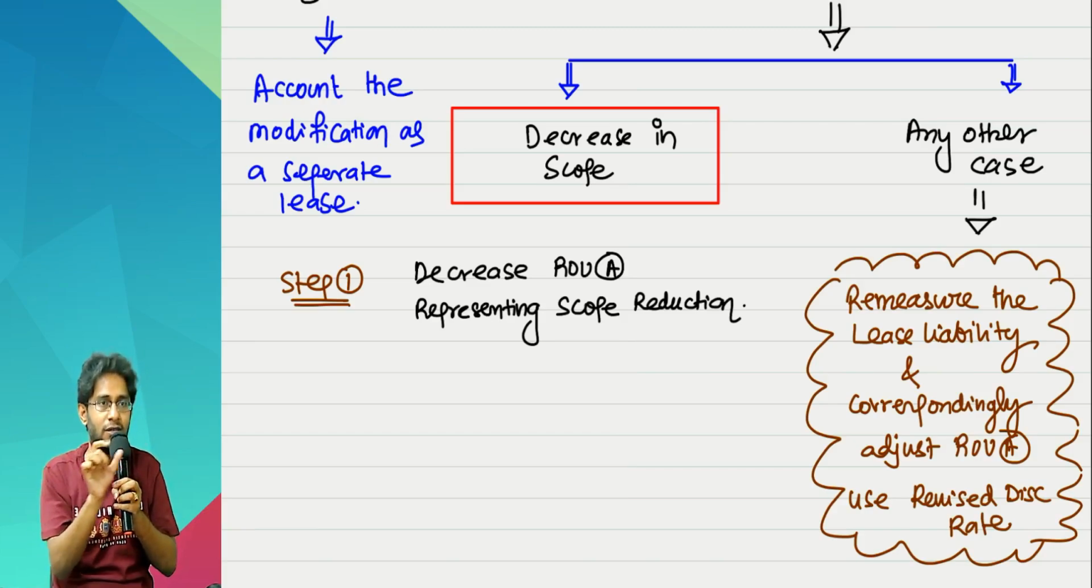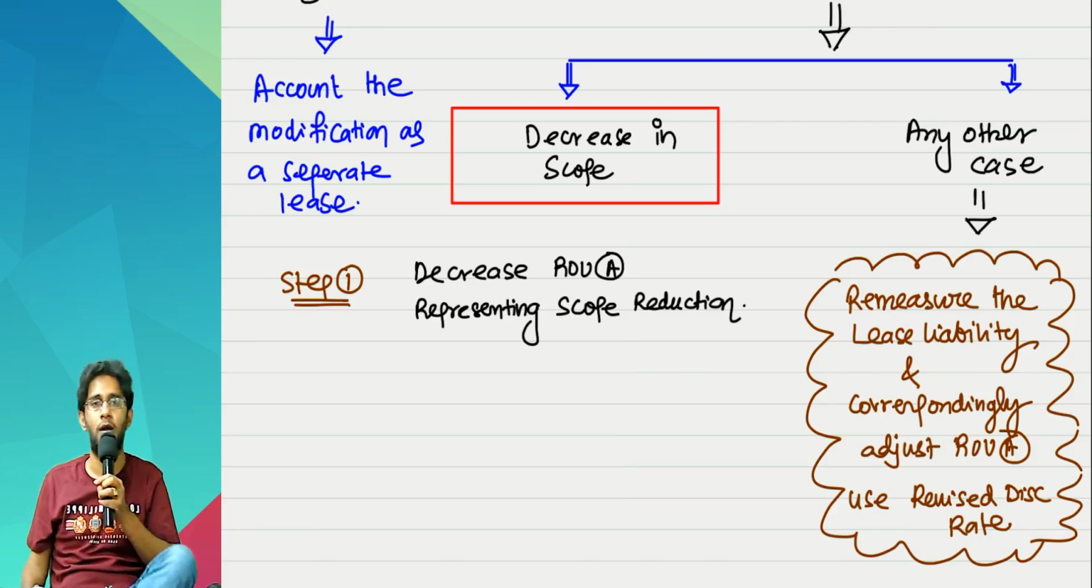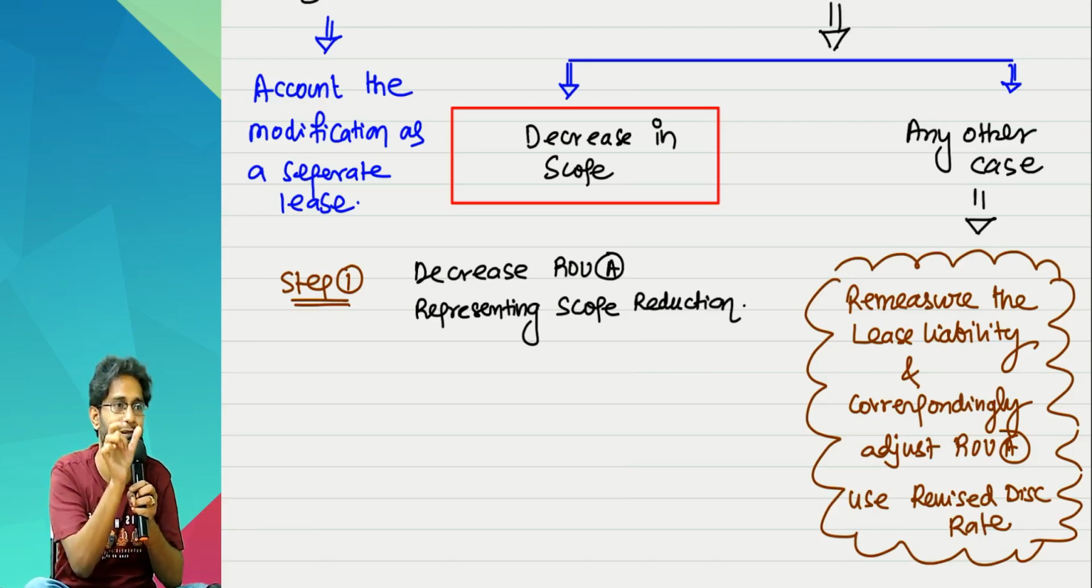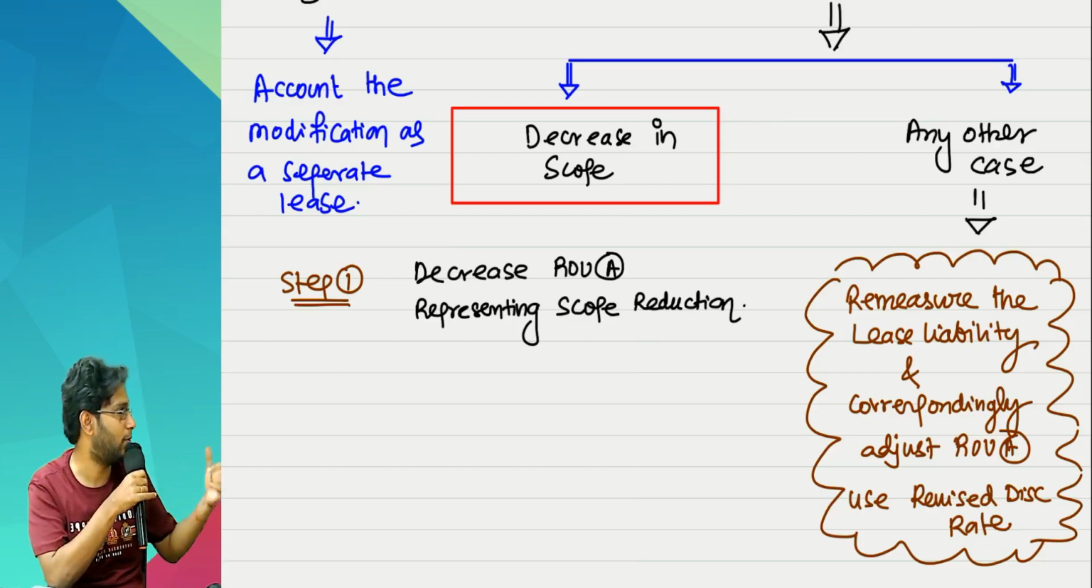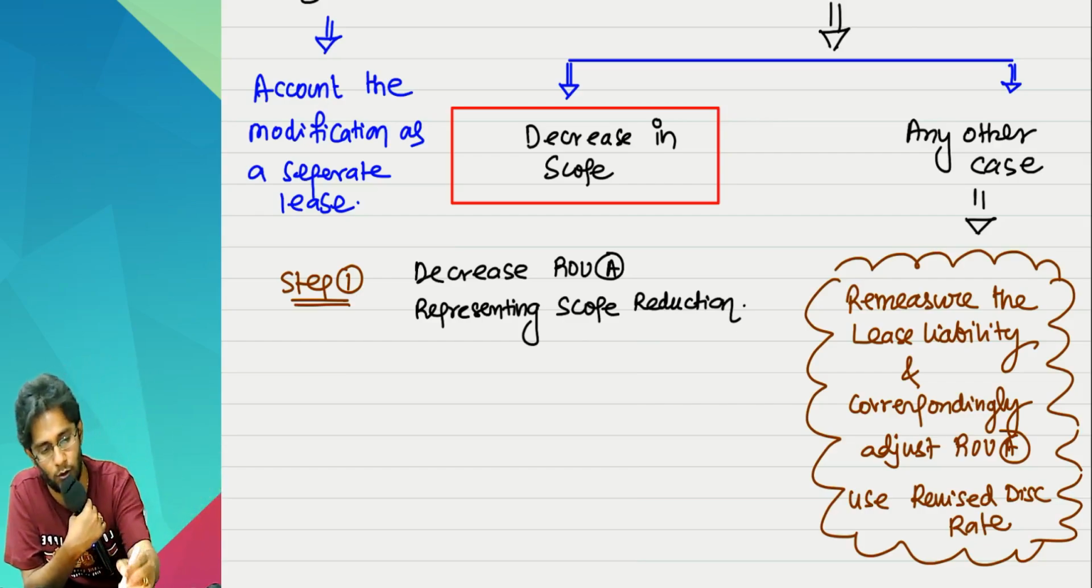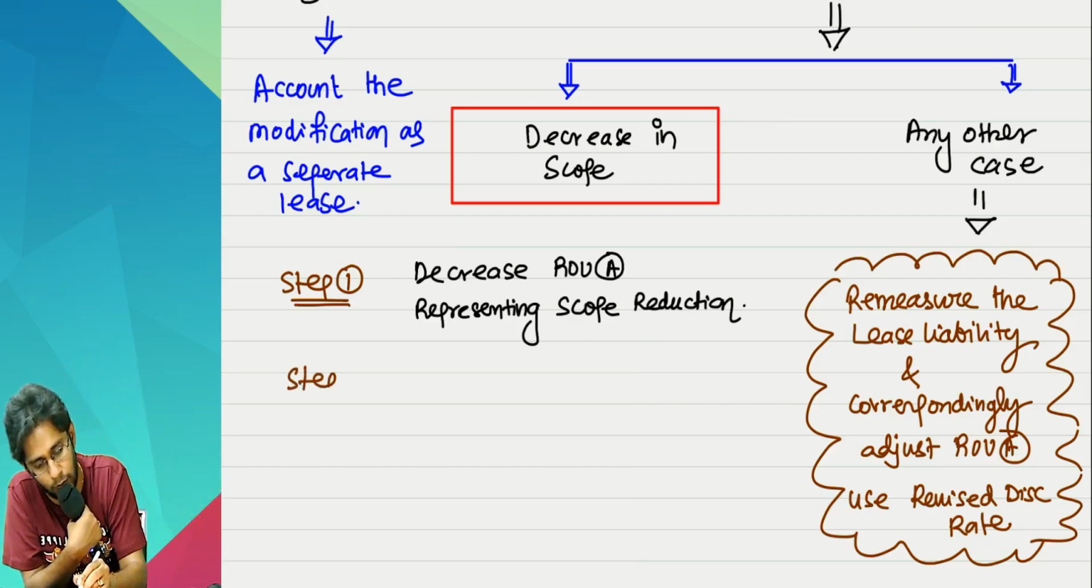Don't go into the entry. First say the number. Interest will come in the third step. So you have to reduce some asset value. Remember how much? 50% you have to remove. Okay, over. Next, step number 2.